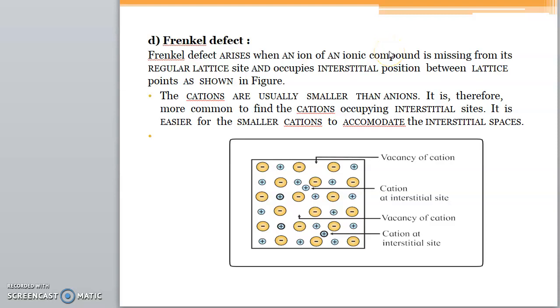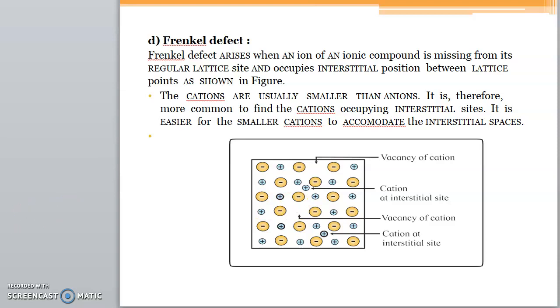Hello students, good morning. In the last video, we looked at the defects, and the concluding part of that video spoke about Frenkel defect. Frenkel defect basically is the defect which arises when the ion goes missing from the regular lattice and occupies an interstitial position. Correct? That's what we saw. As the diagram itself says, there is a vacancy of cation and then it goes and occupies the interstitial position in the crystal lattice.